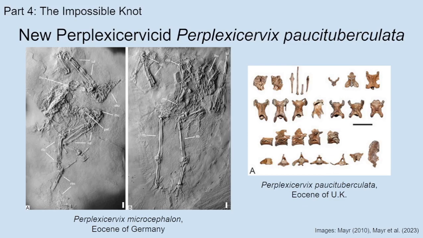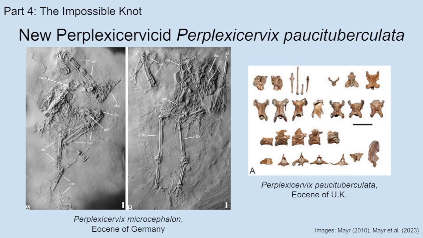Pulsituberculata basically means fewer or smaller bumps, and that's because it has fewer and smaller bumps than Perplexicervix microcephalon from Germany. But it does have them, and it does seem to be at least a similar sort of bird to Perplexicervix from Germany.